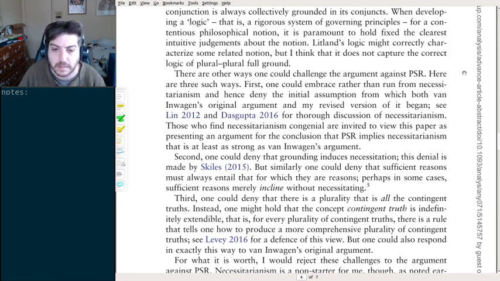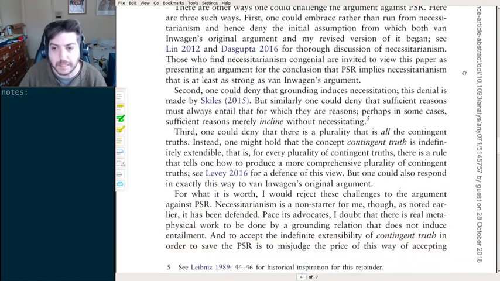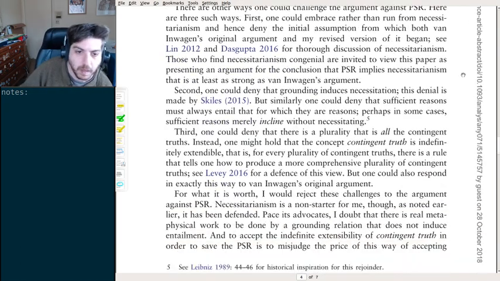Those who find necessitarianism congenial are invited to view this paper as presenting an argument for the conclusion that PSR implies necessitarianism, that is at least as strong as Van Inwagen's argument. Okay, if you like necessitarianism, that's a very long word.